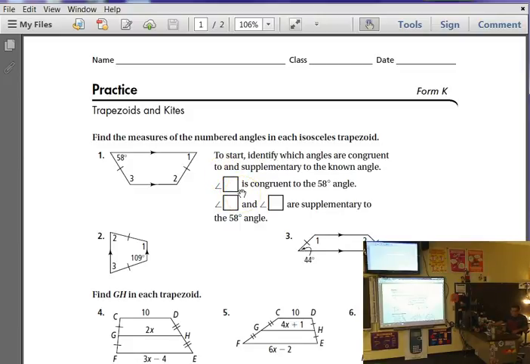5-6. Questions about trapezoids and kites. Kites have perpendicular diagonals. One of them gets bisected. They have two angles that are congruent.